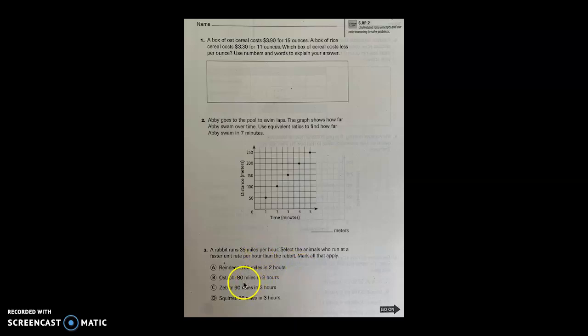For part B, you're going to take 80 divided by 2 to see how fast the ostrich runs and see if that is more than 35. For part C, you're going to take 90 divided by 3 to see how fast the zebra runs, see if it's faster than 35. And for part D, you're going to divide 36 divided by 3.